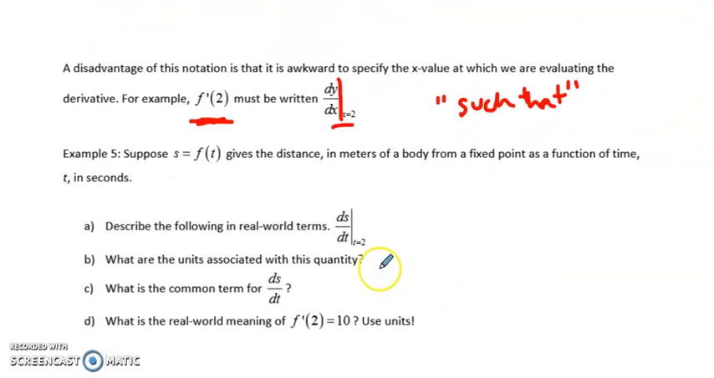So let's do a little bit of a review problem. We have s equals f of t, which is the distance in meters of a body from a fixed point as a function of time in seconds. So that means that the units are going to be meters per second for the derivative. So let's talk about A. It says describe in the real world what this means, ds dt such that time equals 2. It says that at time equals 2 seconds, this is the instantaneous rate of change.